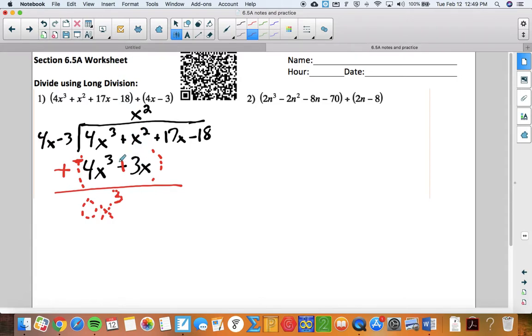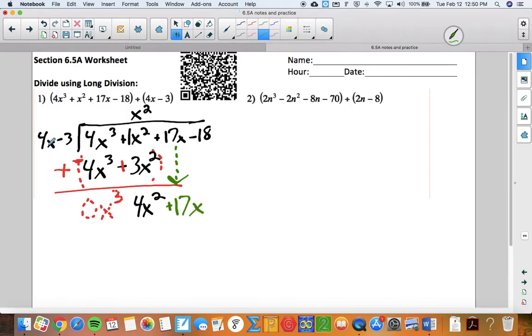Down here, for this next term over, that probably isn't going to happen, that it gets eliminated. I made a little math mistake here. Negative 3 times x squared is negative 3x squared. So this is in fact a 3x squared. But again, we're subtracting that, so it's a positive. So then this becomes 4x squared. And then remember with long division, you bring down that next term.